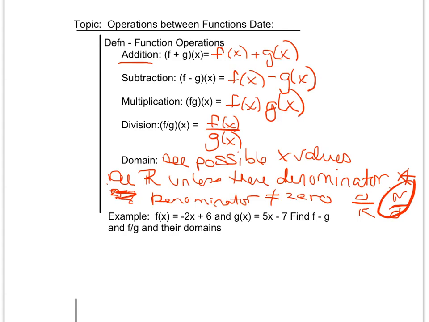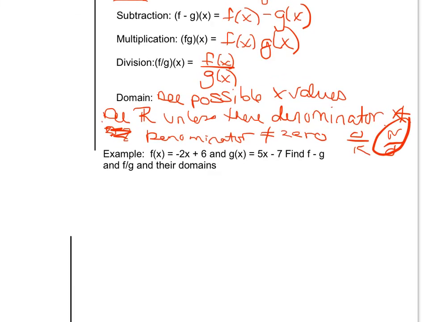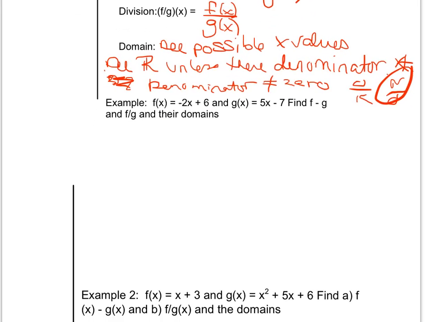So I have 3 examples for us to look at, and then I have one final example that I'm going to ask you to do and bring in with you to class. So let's look at the first example. Suppose that I have this function f of x, it's negative 2x plus 6, and I have a second function g of x, is 5x minus 7. I'm asked to first find f minus g, and then find f divided by g.